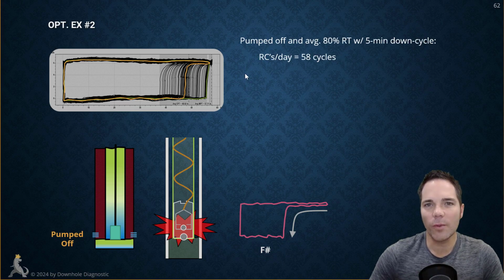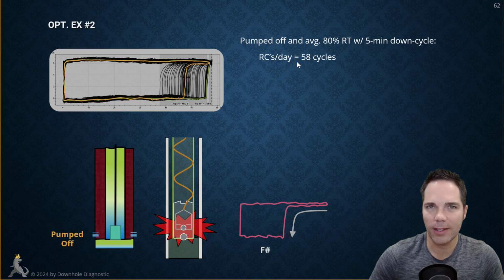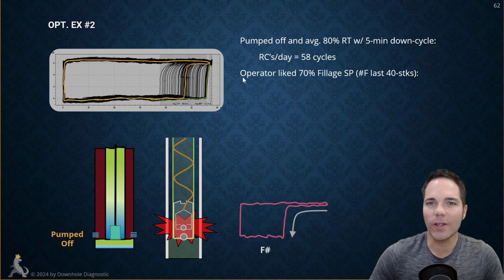So for this particular well right here, the well was pumped off and it was averaging 80% runtime with a 5-minute down cycle. Okay, and as a result of that, it had the run cycles it had per day. A run cycle is when it turns on one time. So it'd turn on and then it would pump off and then turn off. That's one run cycle. It had 58 run cycles per day.